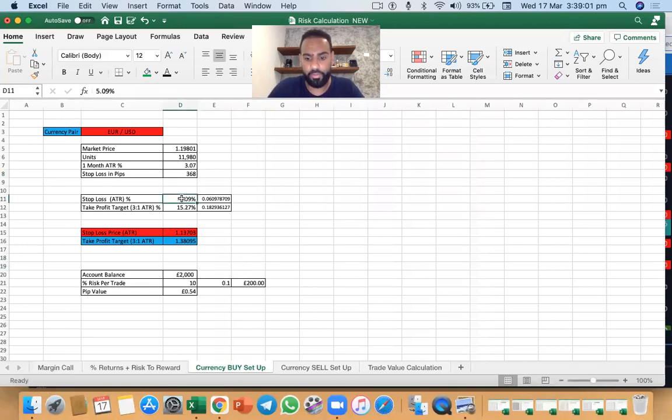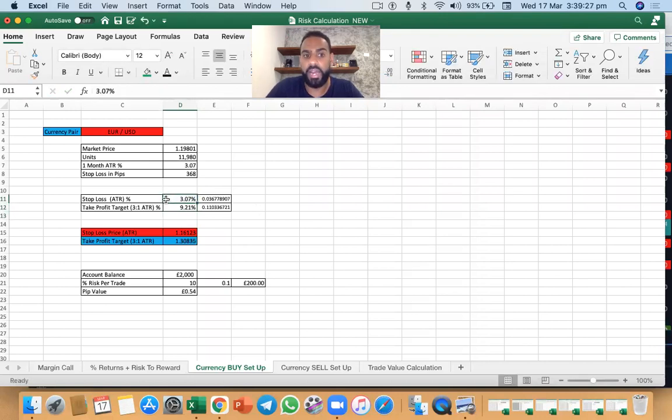Again, we put 3.07% here, okay? And then again, we come down here after and put 3.07% in this column, and it automatically times it by 3 using a 3-to-1 risk to reward in the markets. But if you want to change it, maybe you want a 5-to-1 risk to reward, you can change this to 5, so it times it by 5, okay?